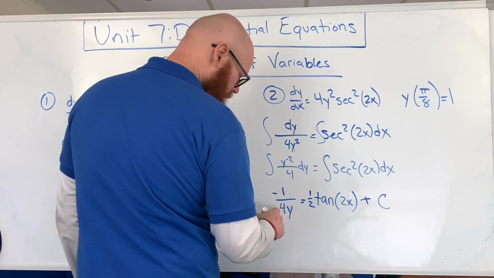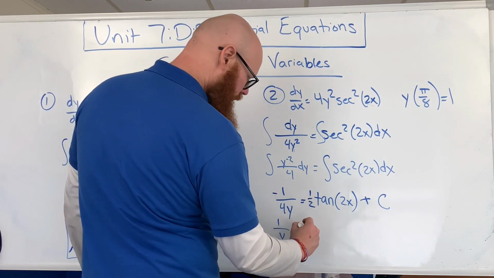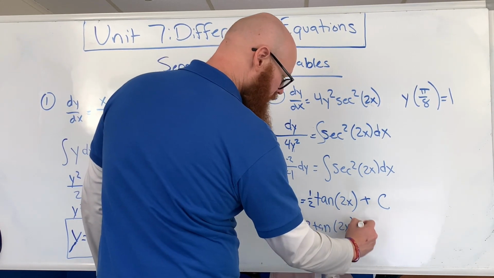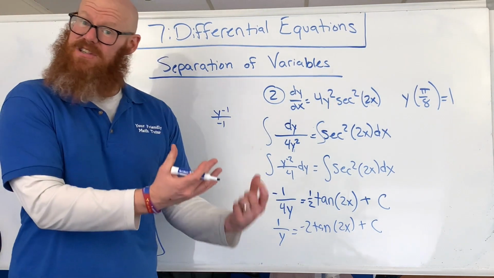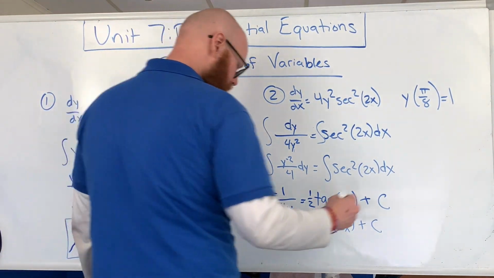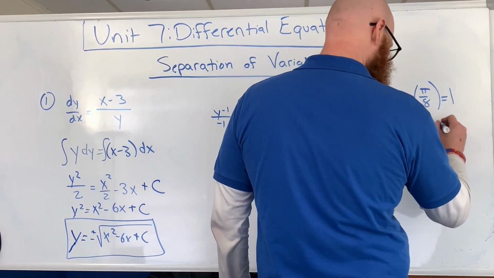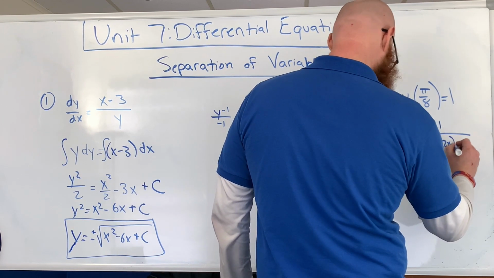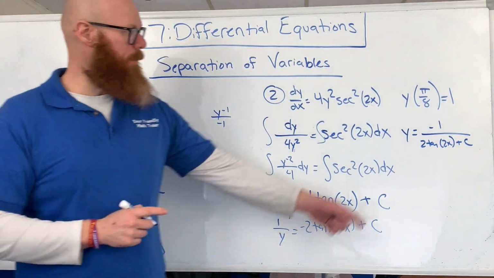All right, so I can multiply by negative 4. So I get 1 over y equals negative 2 tan 2x plus still c, because c times negative 4 is still just a different c that I can call c. And finally, I will flip everything. So y equals negative 1 over 2 tan 2x plus c. That's our general solution, but I want to find the particular solution.